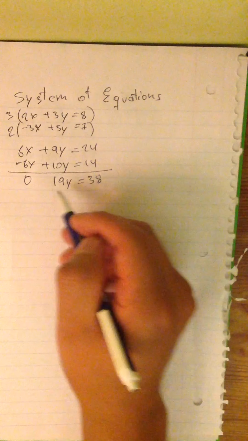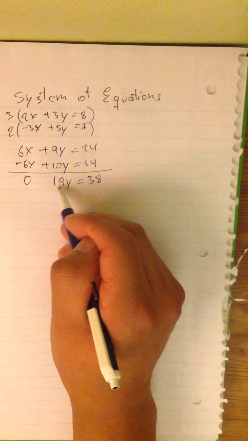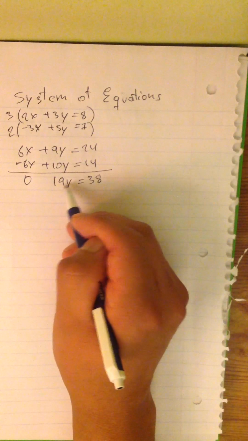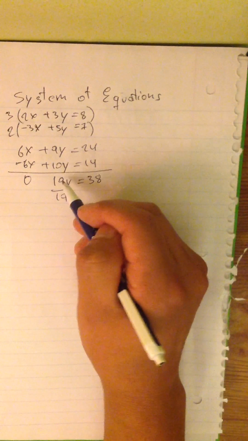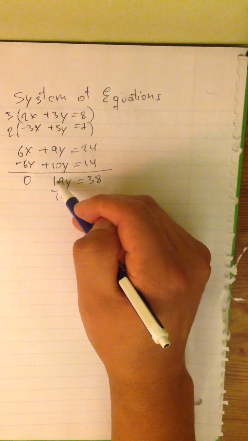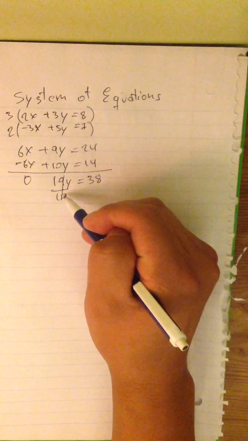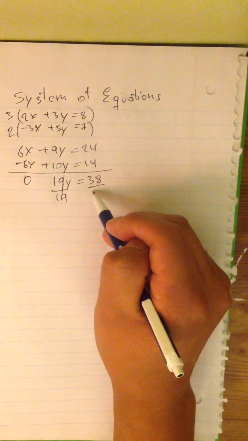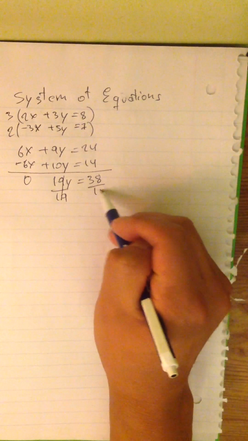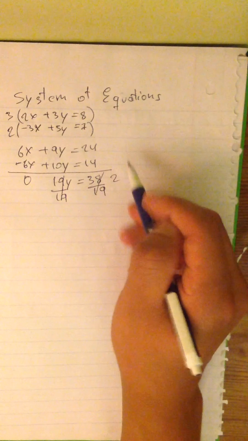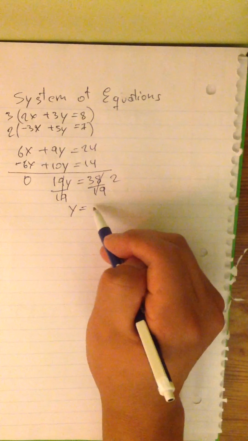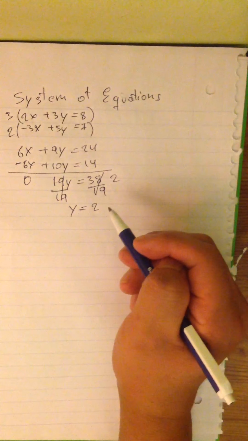So now solving for y, 19 is multiplying by y, so we have to do the opposite to solve for y. So we should do the division. 19 divided by 19 is just 1. And since we do it on one side, we have to do it on the other side. So 38 divided by 19 is 2. So we're left with y equals 2.